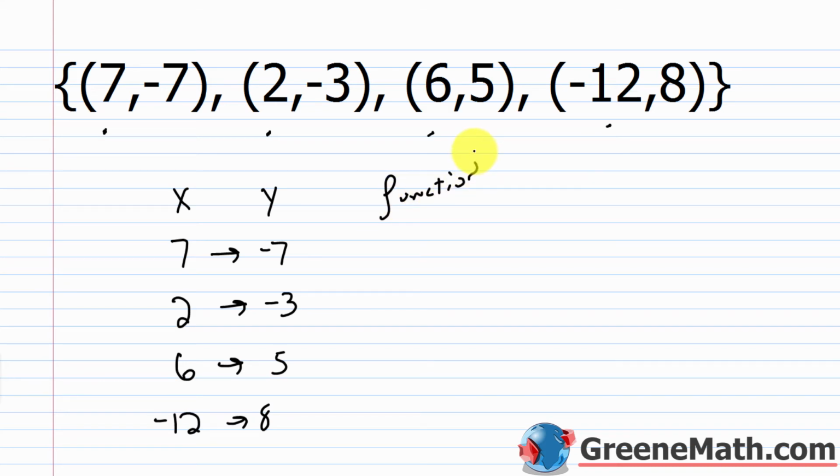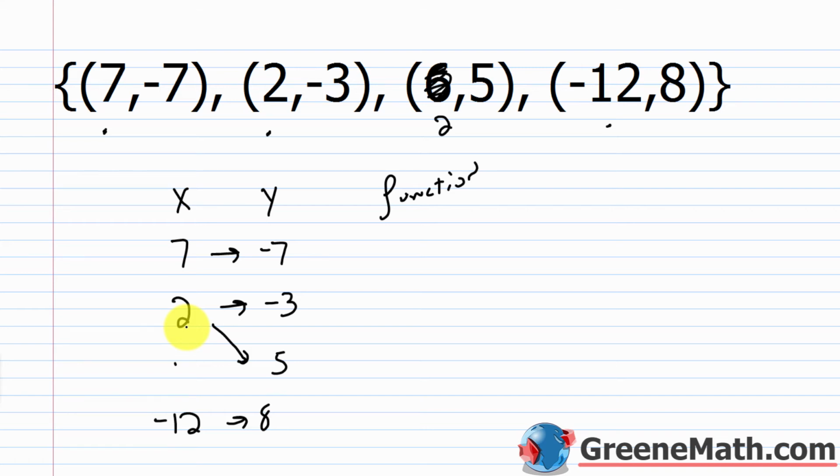If I was to replace one of these, let's say this wasn't 6, let's say this was 2. So then in this case, it would not be a function. And why? Well, instead of 6 being linked to 5, I would have 2 that's linked to negative 3 and also 5. So in other words, if I said, what is the value of y given that x is 2, you really can't give me an answer. You'd have to say, well, it could be negative 3 or it could be 5.